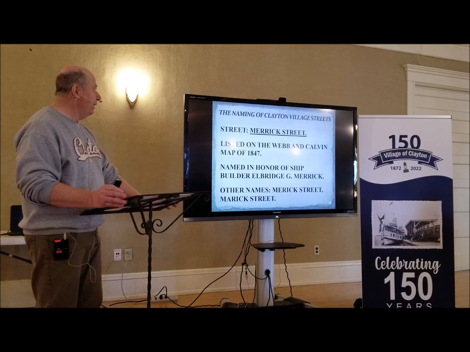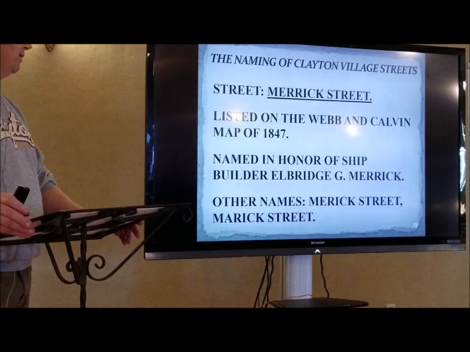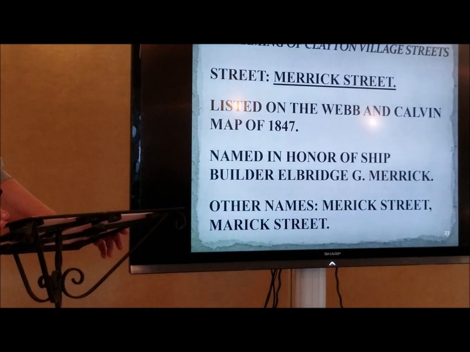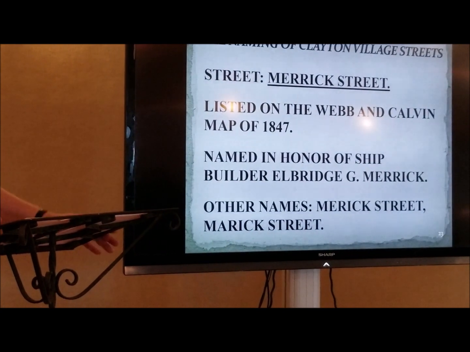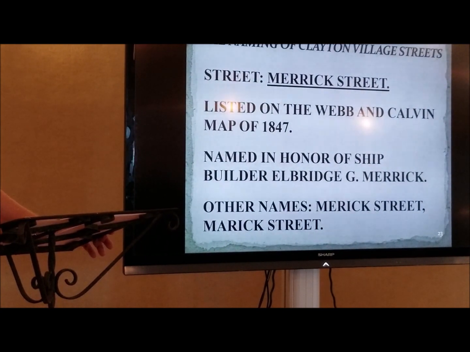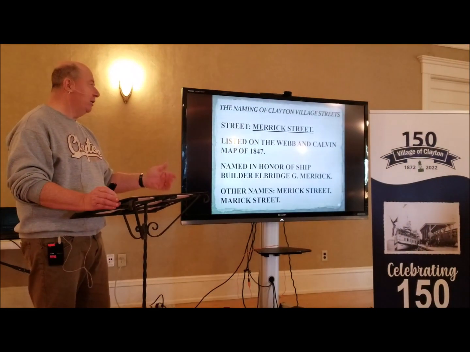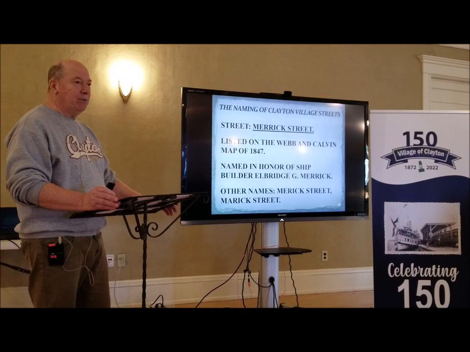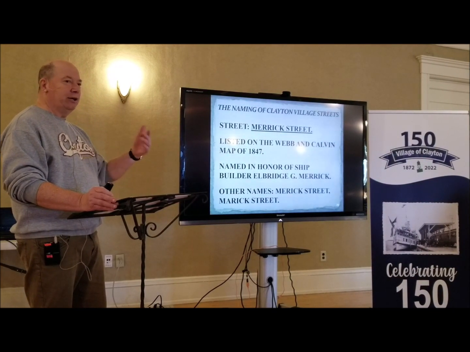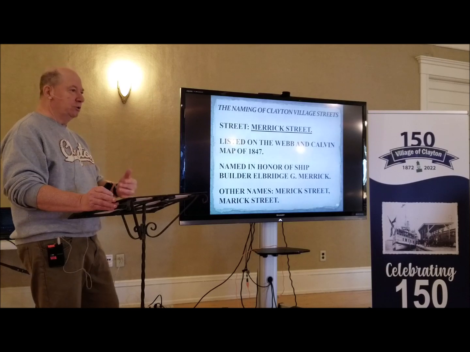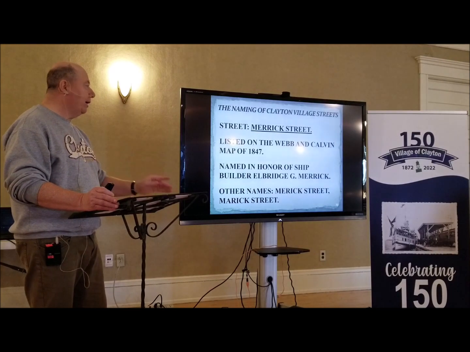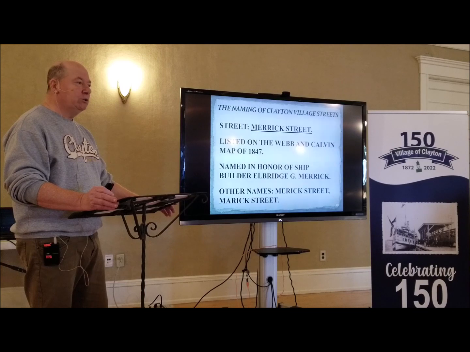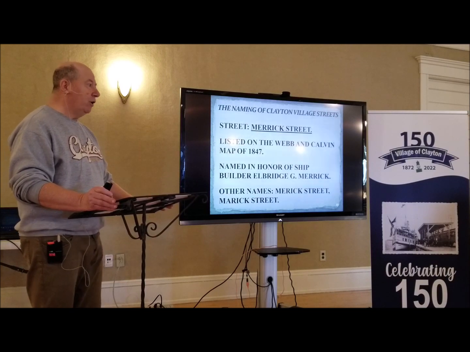Merrick Street, all right, also listed on the 1847 Webb and Calvin map. Yes, of 1847, in honor of shipbuilder Elbridge G. Merrick. He played a very important role in the beginnings of Clayton and the shipbuilding, and we see his name on several. If I go into Jefferson County and I look at board of supervisors and schools and taking care of the poor, his name is quite well known. So he was not just Clayton, he was very involved in the county.